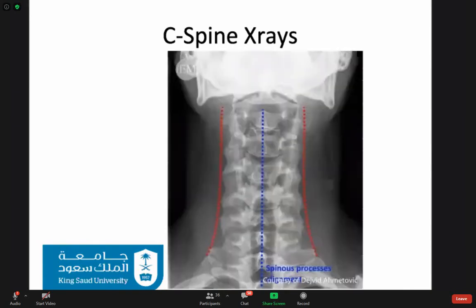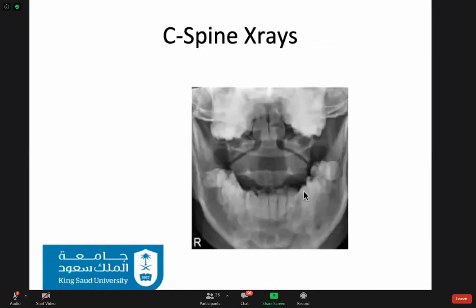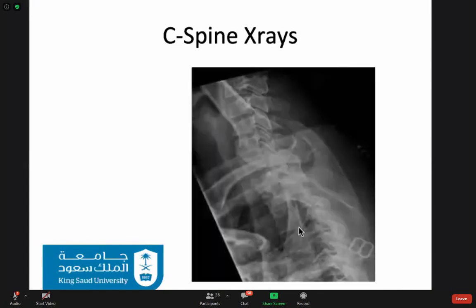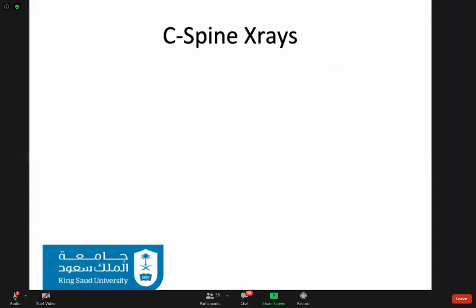So this is the AP view, showing the spinous processes and the lateral vertebral bodies. And then we have the odontoid view. You can see the odontoid and the lateral masses of C1, and then the odontoid fractures depending on the type. And this is the swimmer's view, in which you lift the arms over the head so you can get better imaging of C7 and or T1.